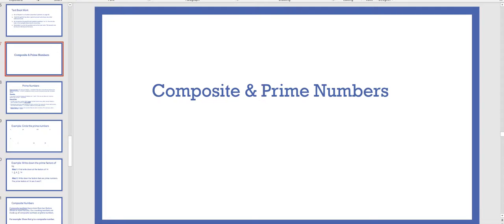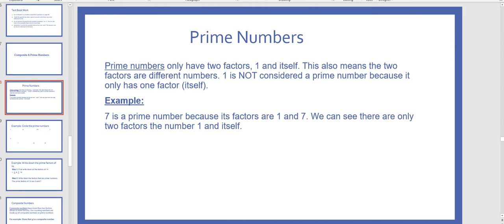Hi, for this session we'll be looking at composite and prime numbers. Let's start with prime numbers. Now you may already have heard of prime numbers before, but let's just make sure we're confident with it. So prime numbers only have two factors, 1 and itself. So itself is referring to the number that you're working with.